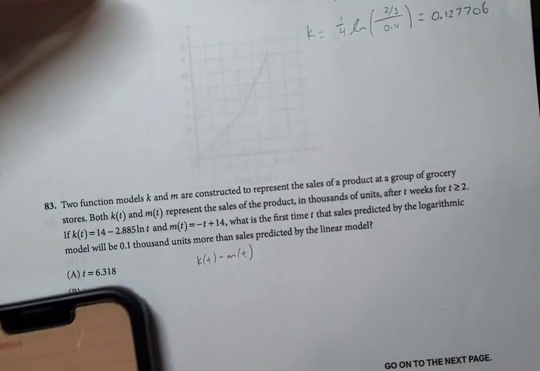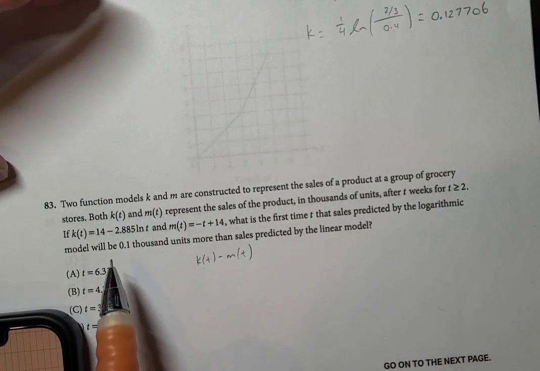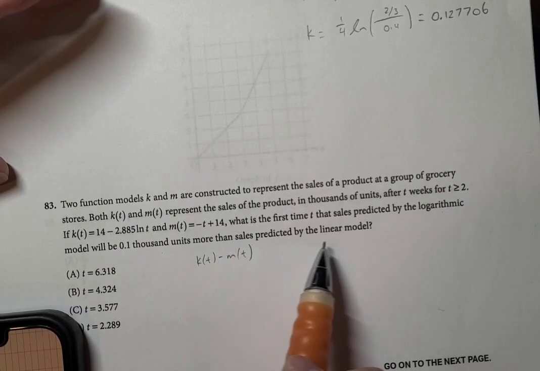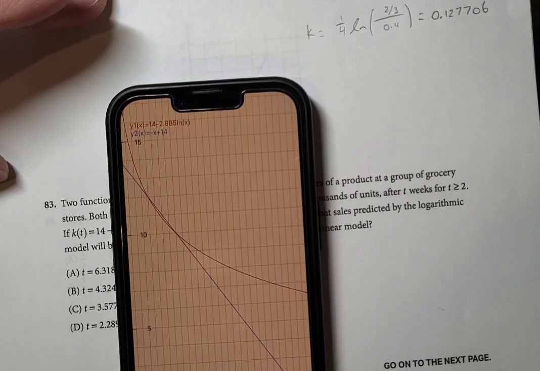We're interested when the sales predicted by the logarithmic model will be 0.1 thousand units more than the sales predicted by the linear model. So when is the red one greater than the blue one, for t greater than 2?